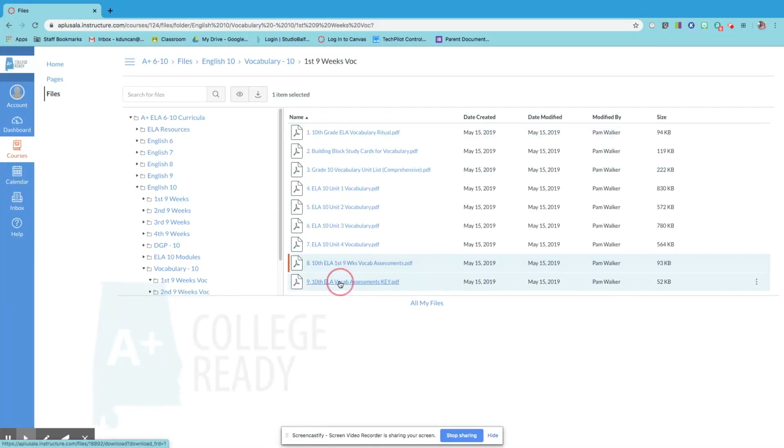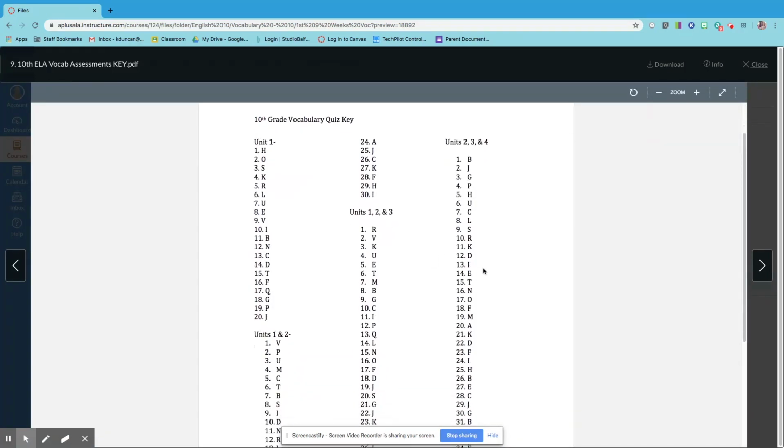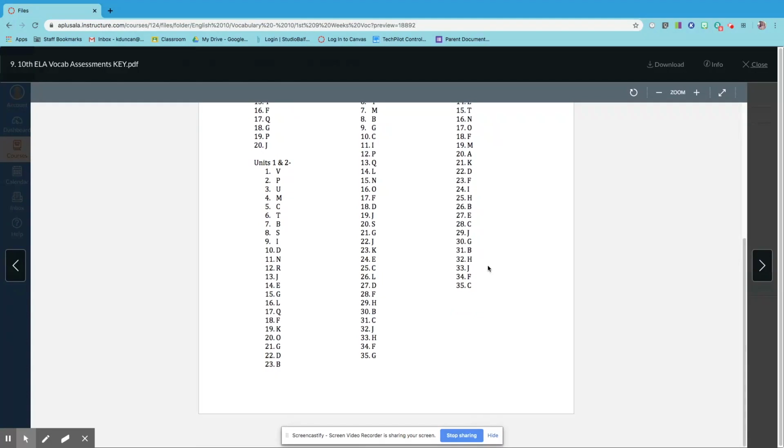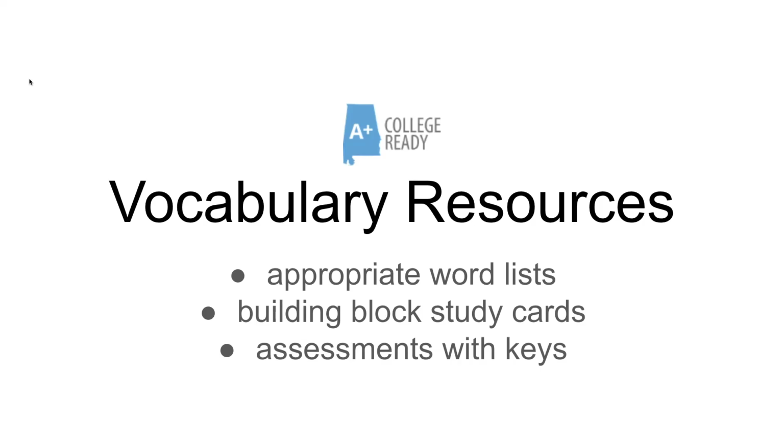Finally, the last file is the key for the assessments that are already made. Every grade level includes appropriate word lists, building block study cards for each unit, and a full set of assessment and keys.